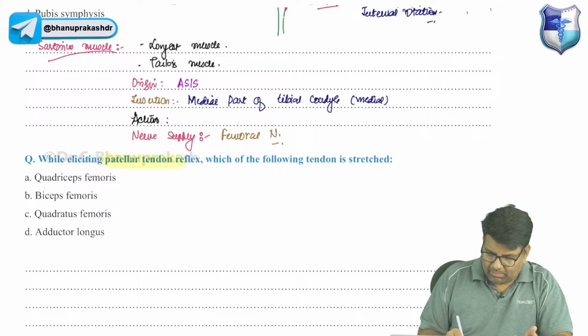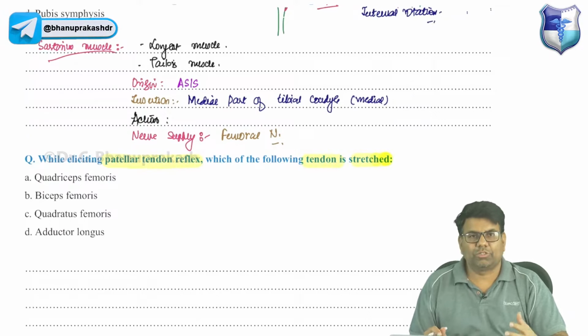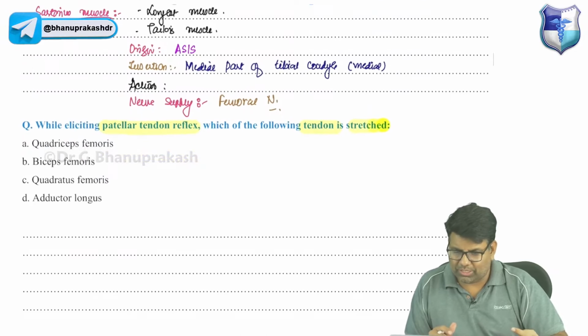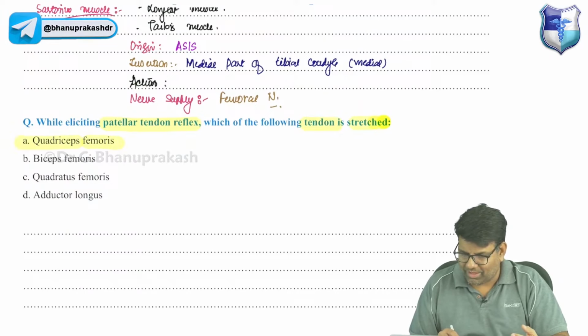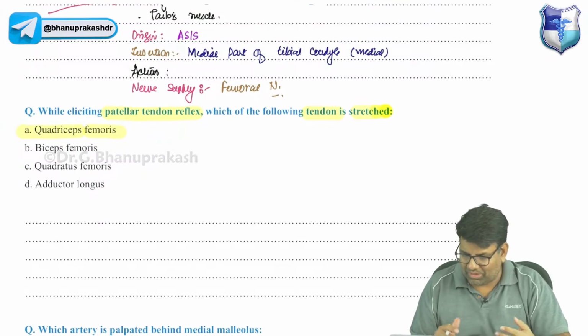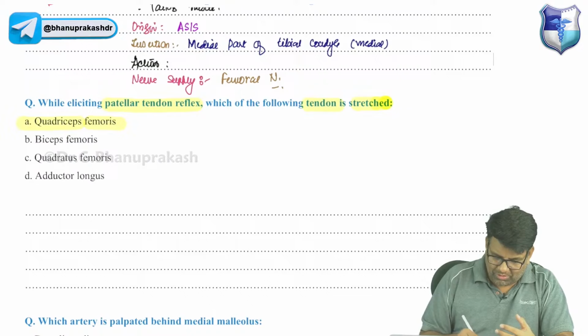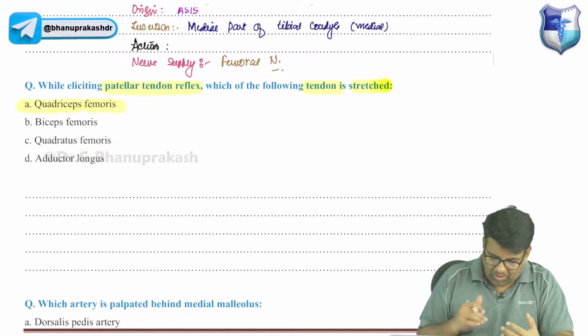While eliciting patellar tendon reflex, which tendon is stretched? So this is a kind of deep tendon reflex. So which tendon is stretched? Very good. So this is quadriceps femoris. Please don't mix up in words. So don't mix up with quadratus femoris, right?